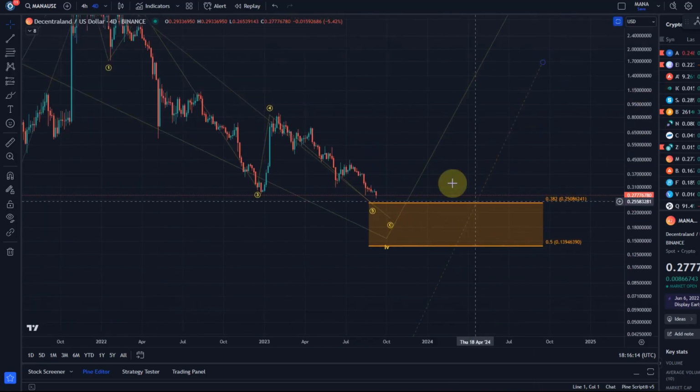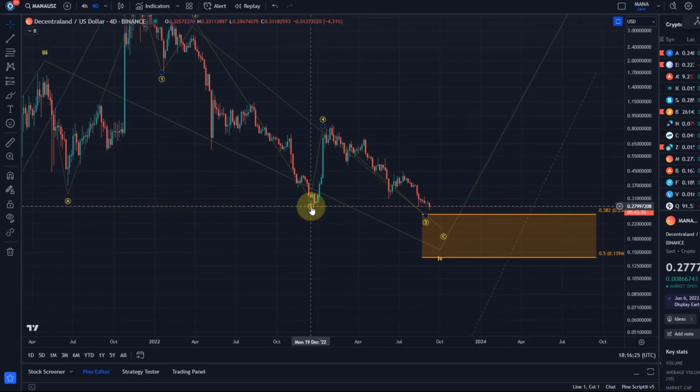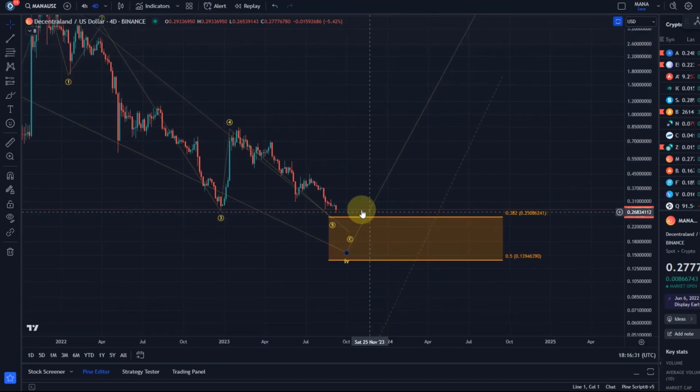The key is, why are these support areas where they are? Well, we've got the 25 cent level, that's the 38.2 fib level, and the 50% fib level is 13.9 cents. So that allows this chart to go a little lower if it needs to. But I would pay attention to the 25 cent level for possible support, and then 13.9 cents.